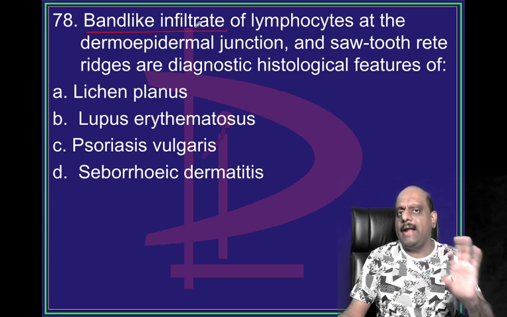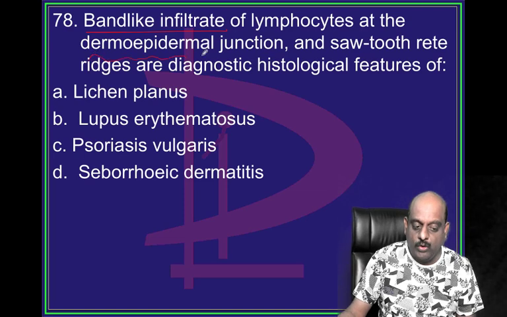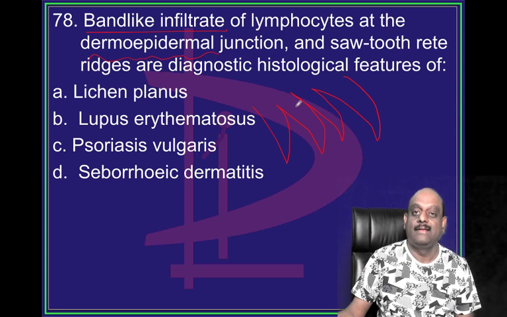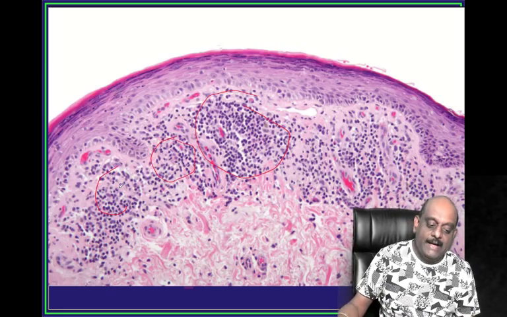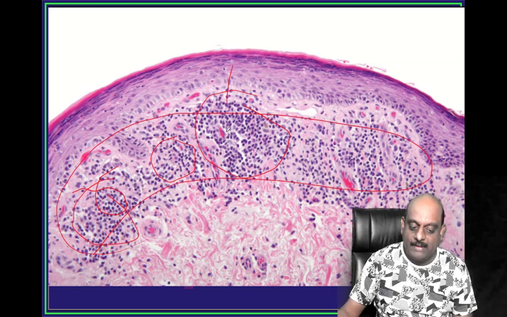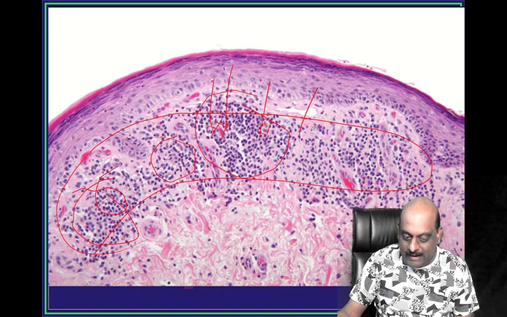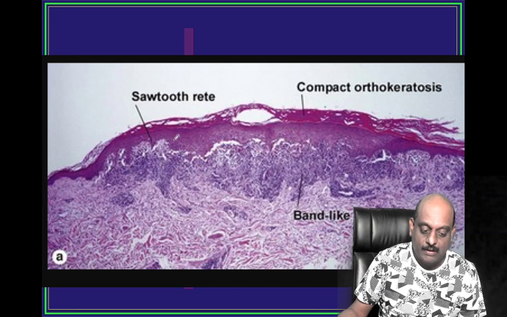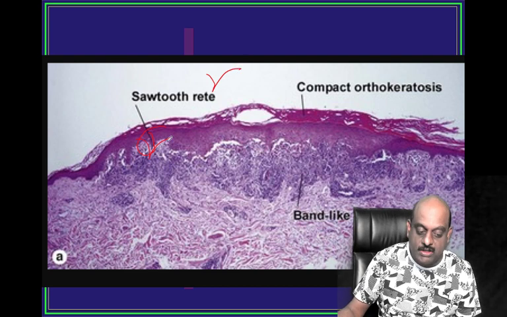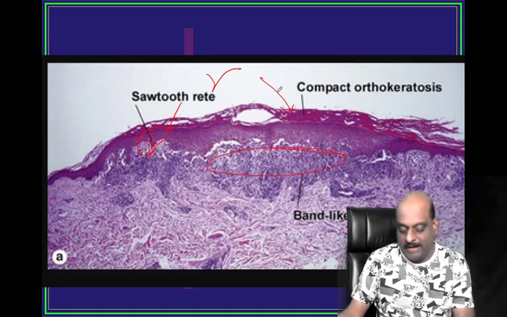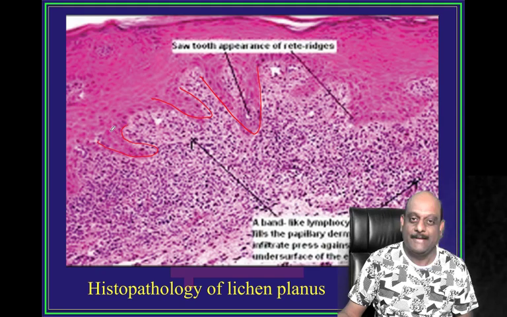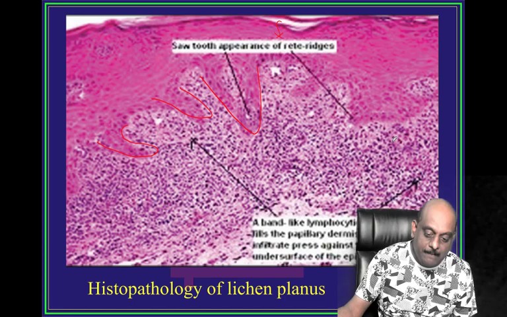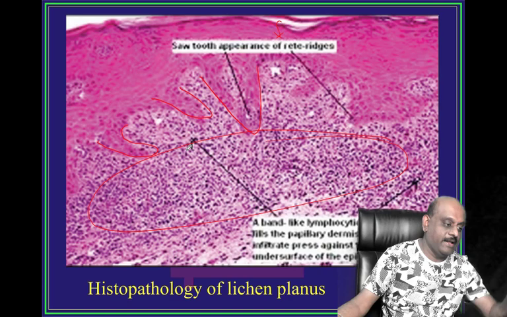Band-like infiltrate of lymphocytes in the dermo-epidermal junction, and sawtooth rete ridges are diagnostic of lichen planus. So band-like lymphocytic infiltrate, doctor, you can see the band, right? You must see the band, otherwise the examiner will play your band. Band-like lymphocytic infiltrate. Then sawtooth shaped rete ridges. Band-like infiltrate. Orthokeratosis. That is lichen planus. Once more, sawtooth. You're able to see, right? Appearance of rete ridges and band-like lymphocytic infiltrate, lichen planus.